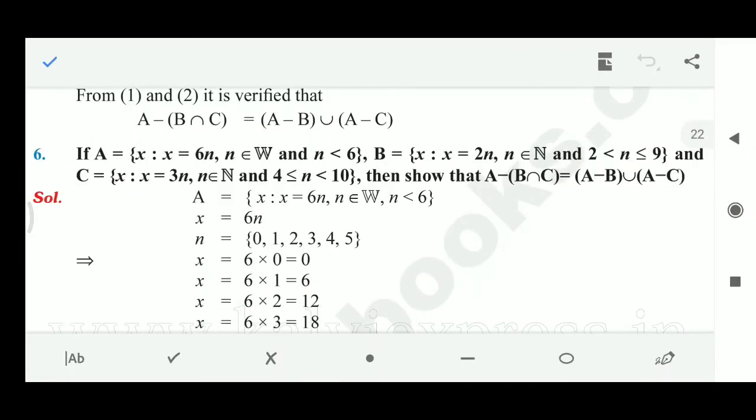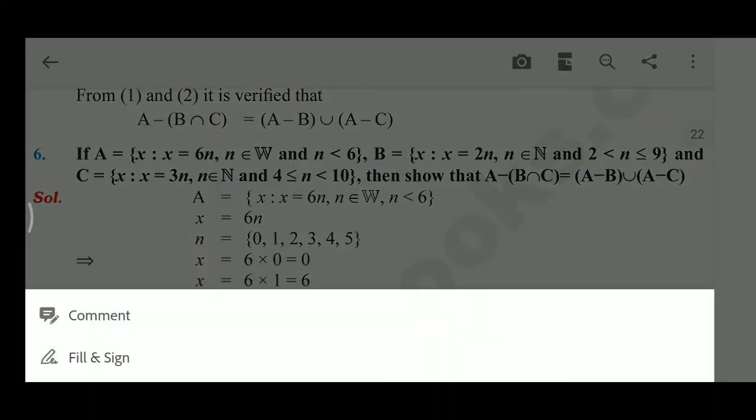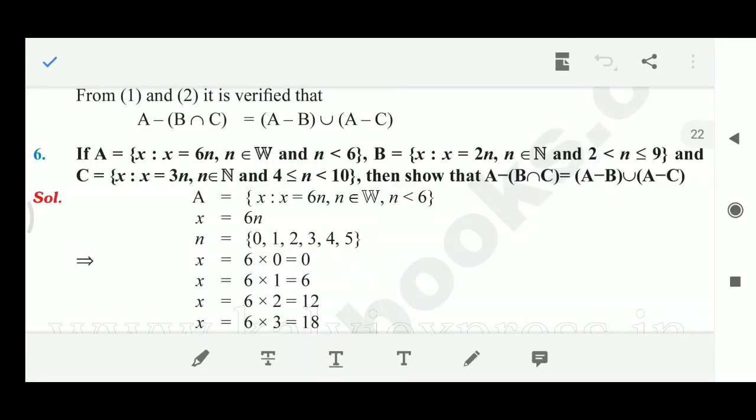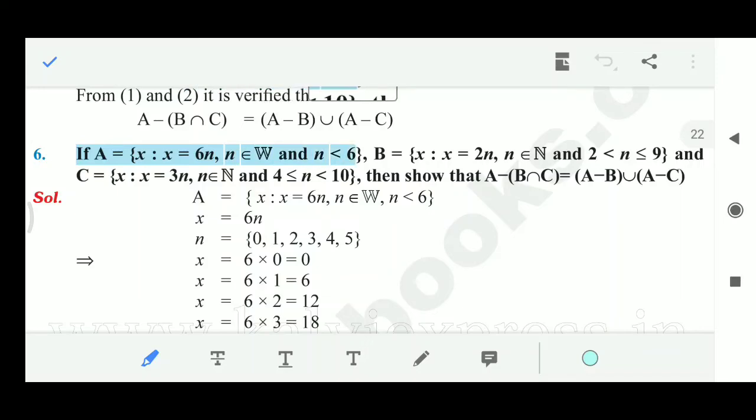Next we will move on to the sixth sum, that is, if A is equal to {x such that x is equal to 6n, n belongs to W and n is less than 6}, and B is equal to {x such that x is equal to 2n, n belongs to N and n lies between 2 and 9}, and C is equal to {x such that x is equal to 3n, n belongs to N and n lies between 4 and 10}. Show that A minus (B intersection C) is equal to (A minus B) union (A minus C).